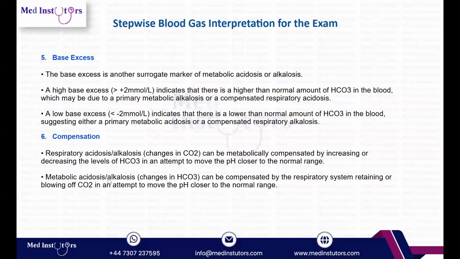In case of metabolic acidosis or alkalosis, changes in the bicarb can be compensated by the respiratory system by retaining or blowing off carbon dioxide in an attempt to move the pH closer to the normal range.